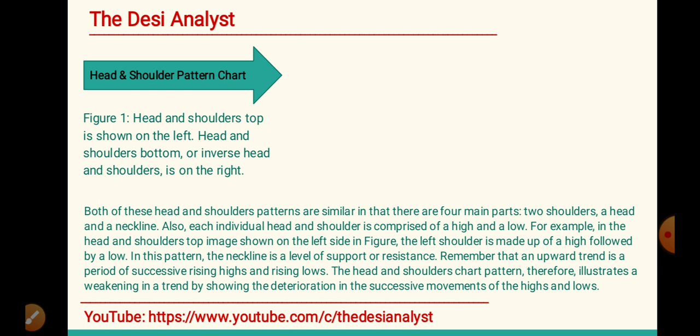Remember that an upward trend is a period of successive rising highs and rising lows. The head and shoulder chart pattern therefore illustrates a weakening in a trend by showing the deterioration in the successive movement of the highs and lows.